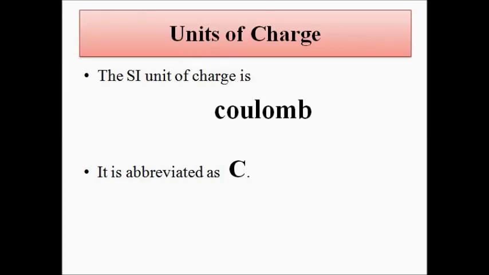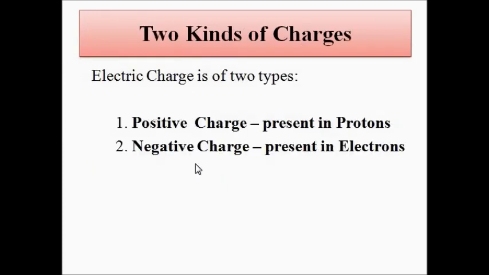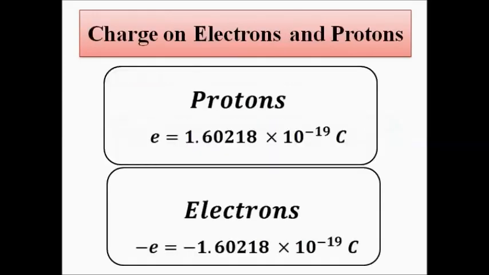So again, coming back to the question of how much charge is present in protons and electrons, let's see that. The protons carry a charge of about 1.60218 × 10^-19 coulombs.